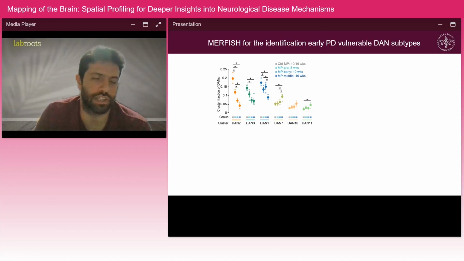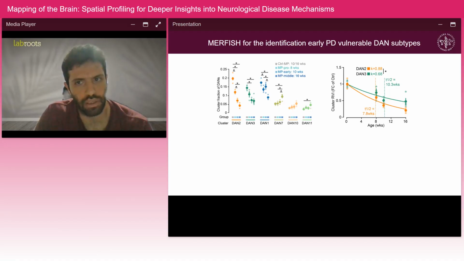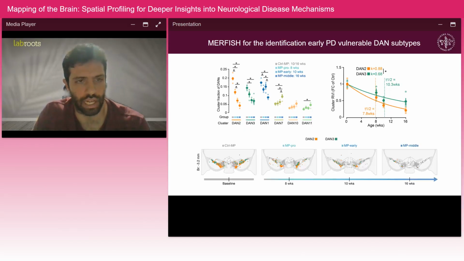So we also managed to characterize how their fraction over the total dopamine neurons, because that's the actual vulnerability marker, goes over the disease. And you see very nicely that this DAN2 cluster declines steeply as we go over the disease progression. A DAN3 cluster was also pretty vulnerable. So for this reason, we tried to compare these two together. We did a half-life analysis to see the decay, like studying the decay of degeneration. And it seems that the DAN2 cluster had a lower half-life, so you lose 50% of the cells earlier than in the DAN3 cluster.